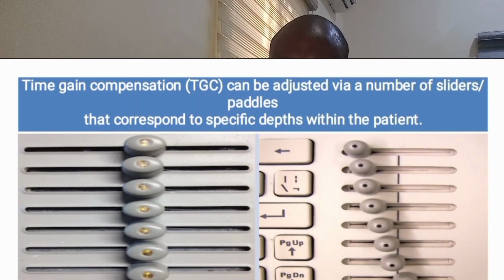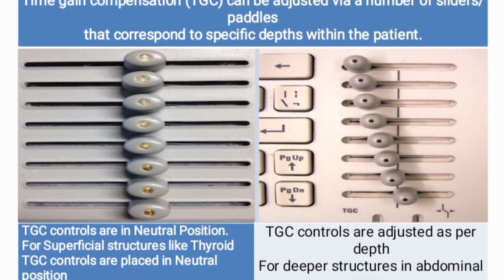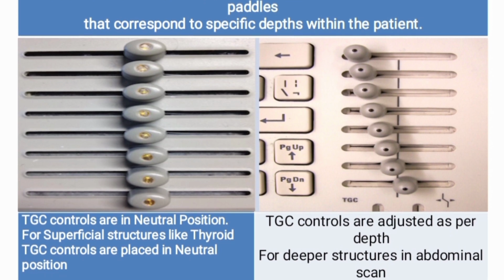And this is the image of the TGC knobs. It can be adjusted via a number of these slides you see, and they correspond to specific depths within the patient, like we've just discussed. Generally, people say you adjust it to have a banana shape. But depending on the patient, structure, and transducer frequency we are using, you every time have to make adjustments to optimize your image.